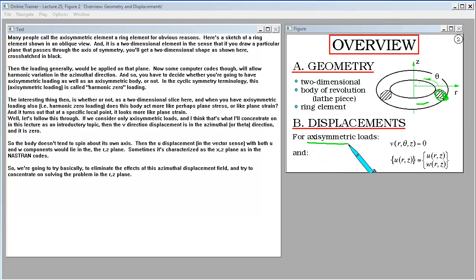If we consider only axisymmetric loads, and I think that's what I'll concentrate on in this lecture as an introductory topic, then the V direction displacement is in the azimuthal or theta direction, and it is zero. So the body doesn't tend to spin about its own axis. Then the U displacement in the vector sense with both U and W components would lie in the RZ plane. Sometimes it's characterized as an XZ plane, as in the Nastran codes. So we're going to try basically to eliminate the effects of this azimuthal displacement field and try to concentrate on solving the problem in the RZ plane.